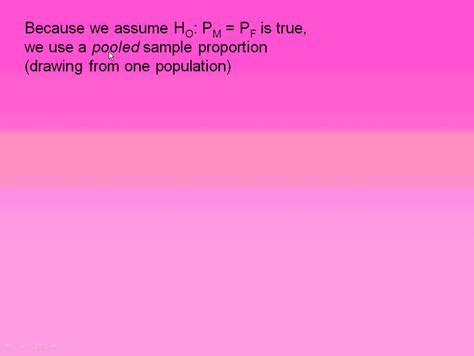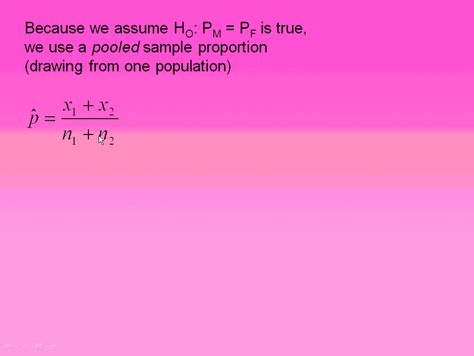But the weird thing here is, because the null assumes proportions are equivalent, that there's no difference in their driving skills, then actually these two are all from the same pool of individuals, we're saying. Again, that's because we assume that there's no difference. So we have two proportions coming from one pool of individuals, and we have to use this pooled sample proportion. We're drawing from one population.